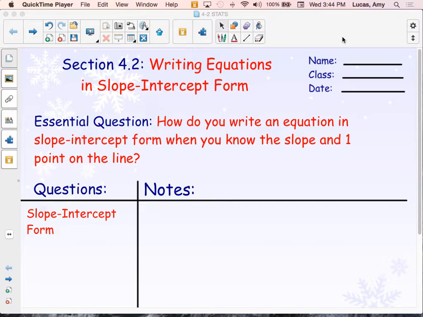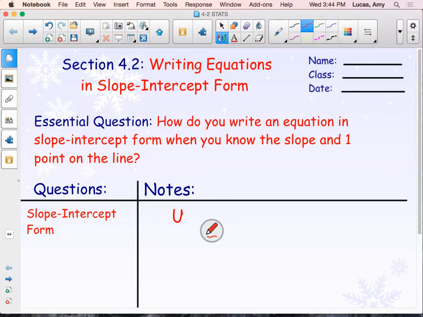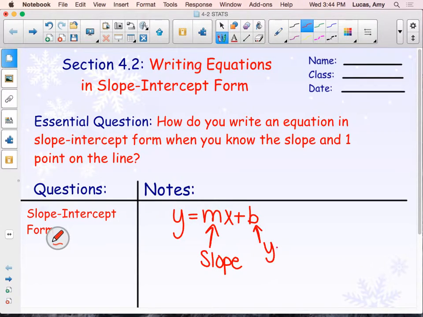Our vocab word is slope-intercept form. We've worked with slope-intercept form before. Slope-intercept form is y equals mx plus b. Remember that m represents the slope of the line and b represents the y-intercept, or where the line crosses the y-axis.